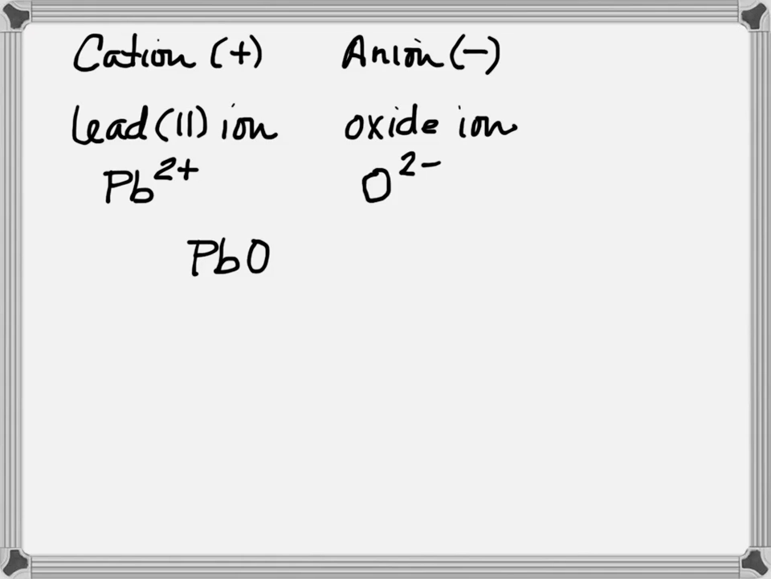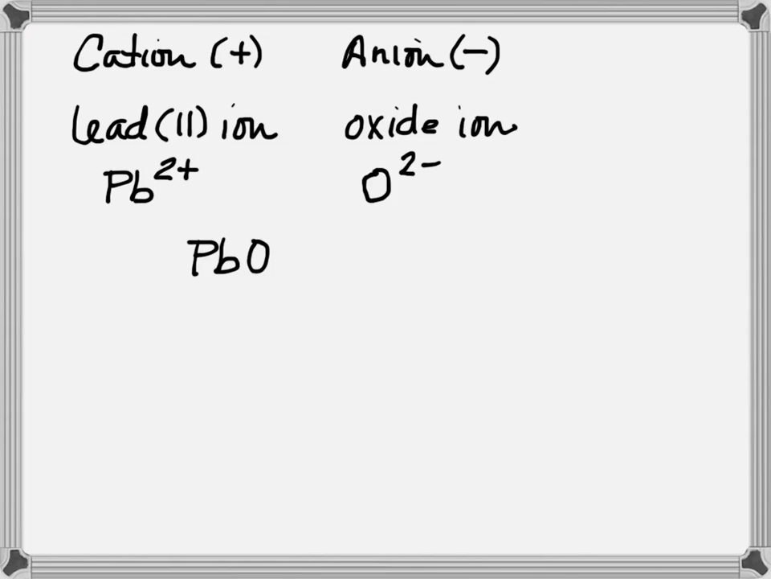When I write the formula for the compound, I do not write the charges of the ions. I only write the letters, the symbol of the elements. Okay? We can get the charge for the oxide ion from the periodic table. From this ratio, I'll show you how we can figure out the charge on the lead ion. So that's the formula for the compound that forms between lead-2 ion and oxide ion.